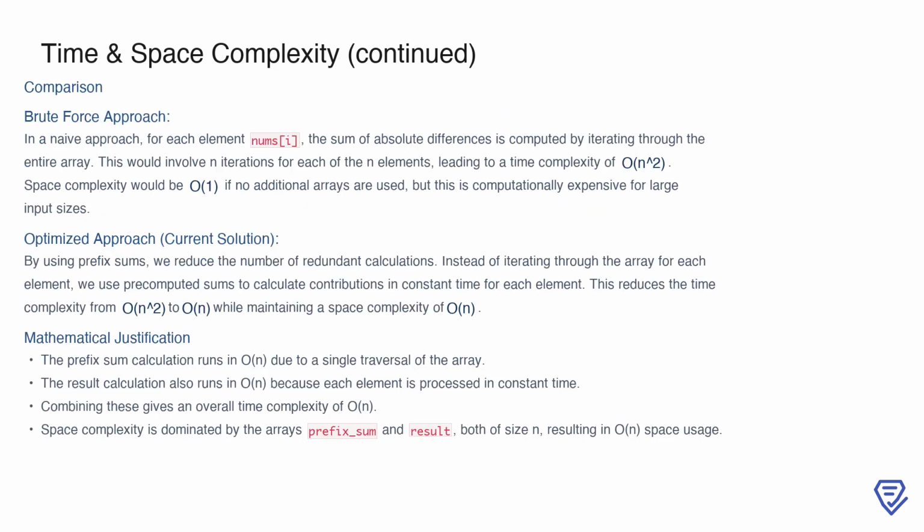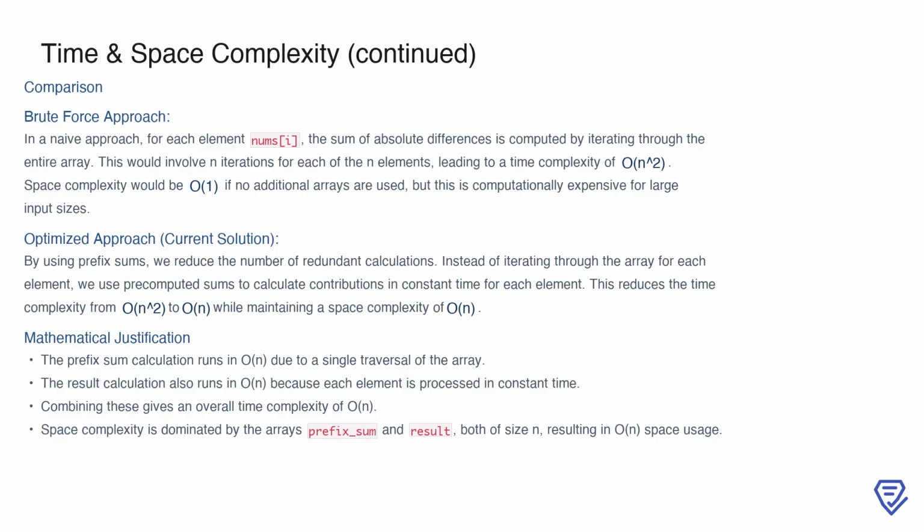Adding these together, the total space complexity is O(n) plus O(n) plus O(1), which simplifies to O(n). Let's compare this optimized approach to a brute force solution. In the naive approach, for each element nums[i], the sum of absolute differences would be computed by iterating through the entire array. This would require n iterations for each of the n elements, resulting in a time complexity of O(n squared). While the space complexity in the brute force approach could be O(1) if no additional arrays are used, the high time complexity makes it impractical for large input sizes.